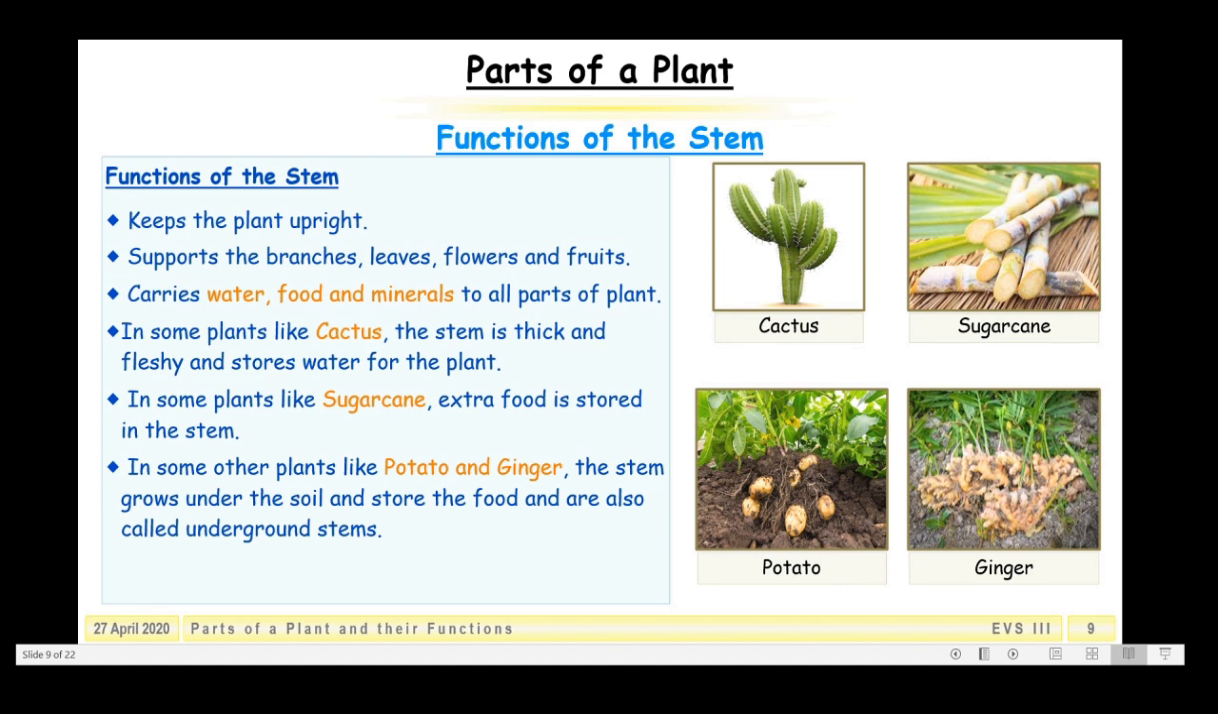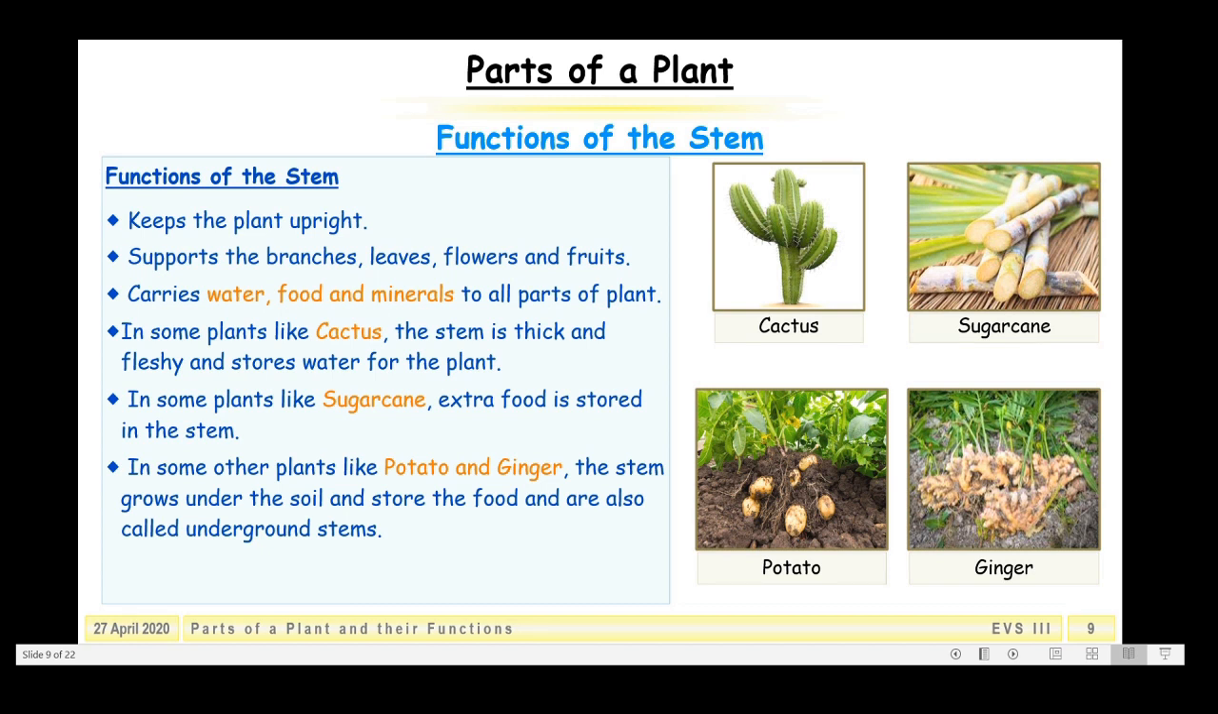So, children, don't be mistaken. These are not roots. Potato and ginger are underground stems because they bear flowers, fruits, leaves, right? And you can see some roots over here, right? Similarly, there are roots in the ginger also. So we will not call them roots. These are the stems, right?